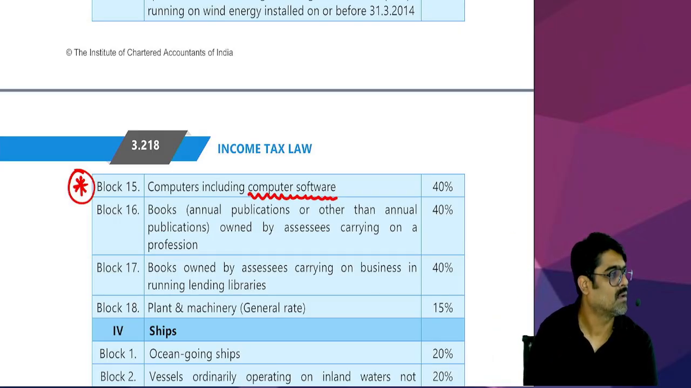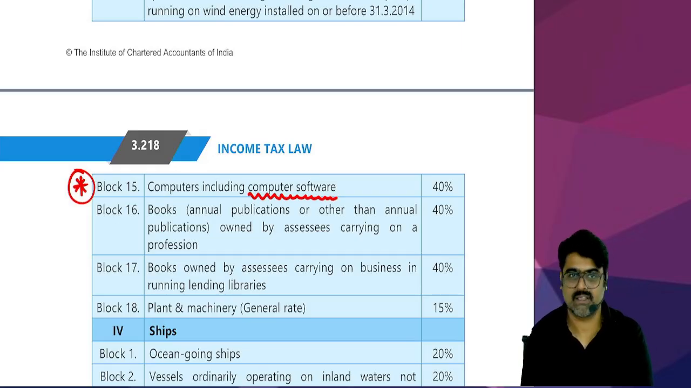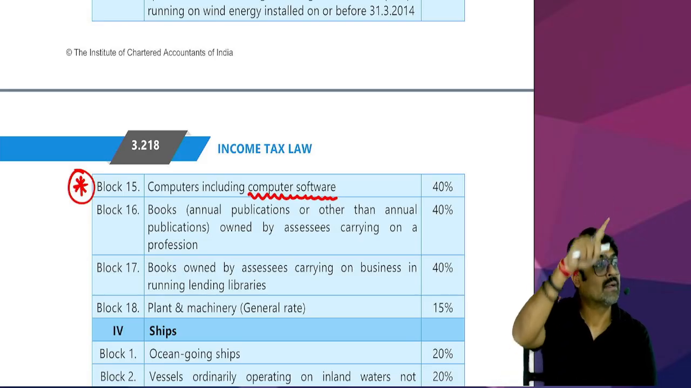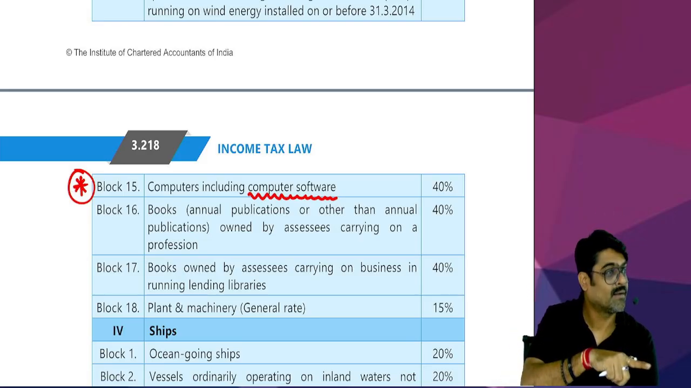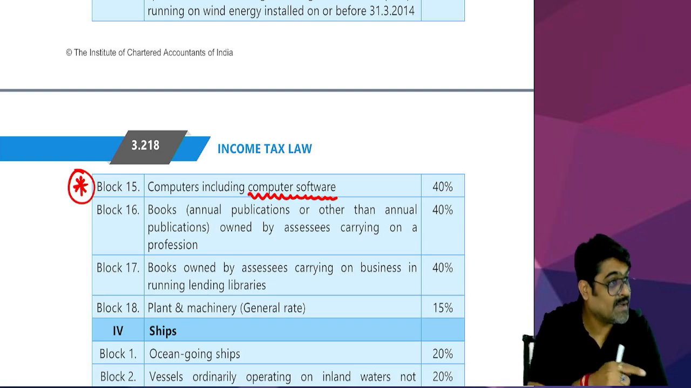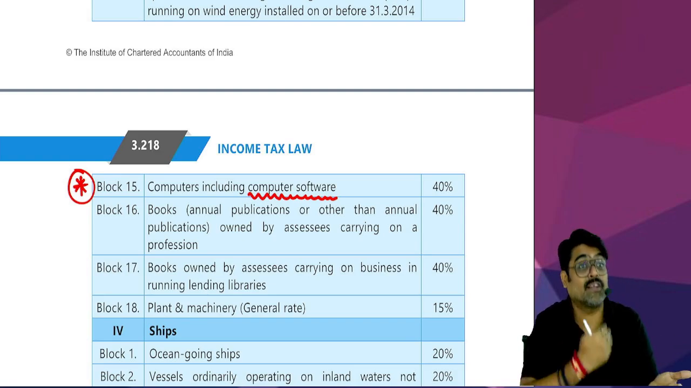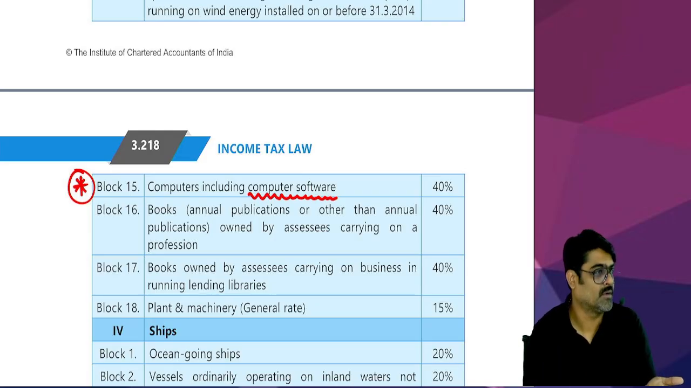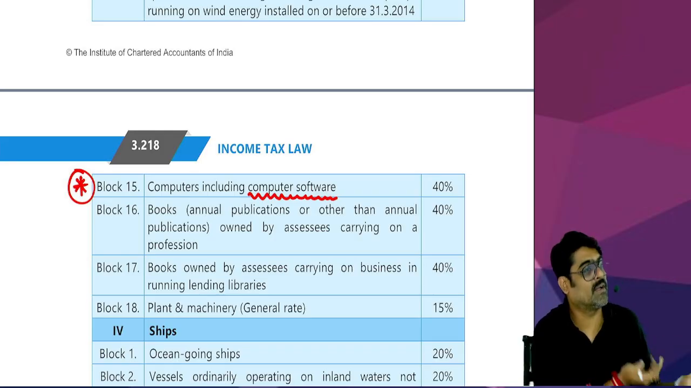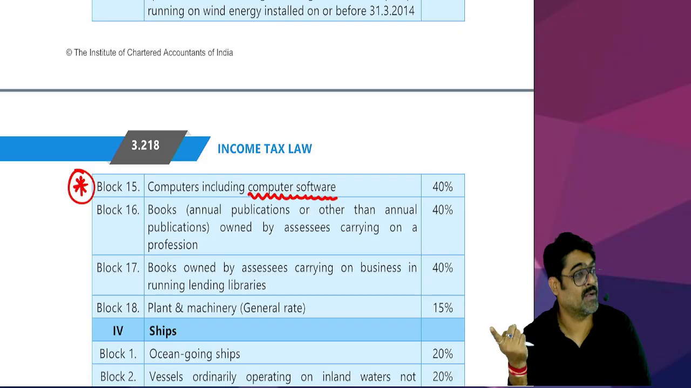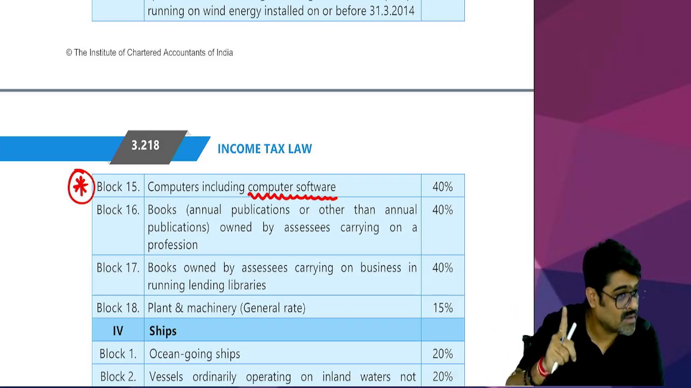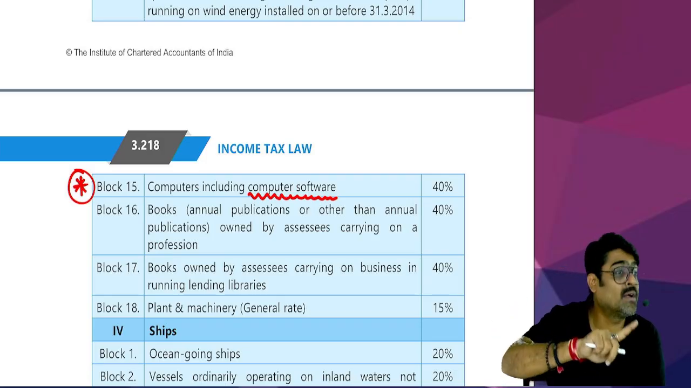Softwares are what? Licenses only, no? You might have purchased some software, you might have seen the user agreement, the license agreement in every software. You have to agree to that. That is a license which the software company is giving you to use that software. That license is nothing but what? Your intangible asset. But that intangible asset will not go in the intangible asset block. Since it is a computer software, it will fall under the computer block.